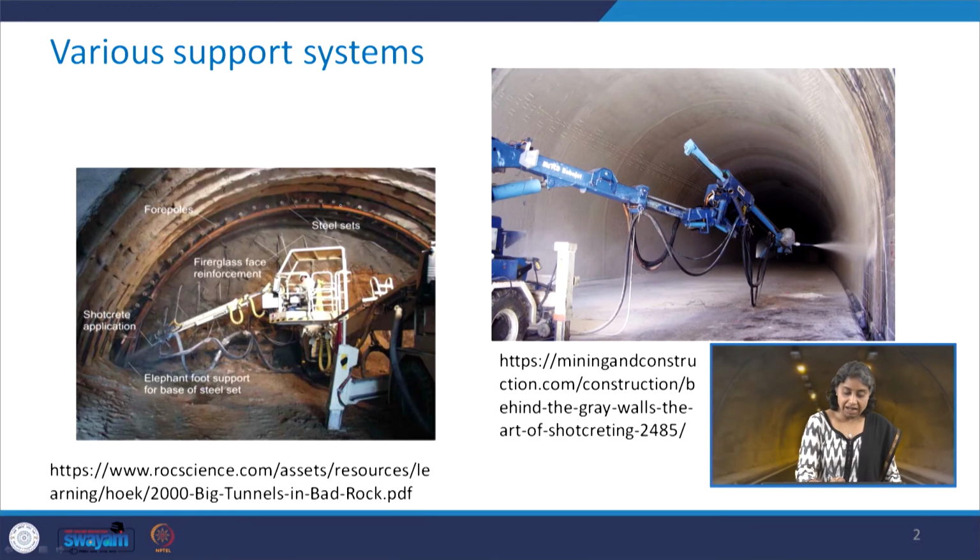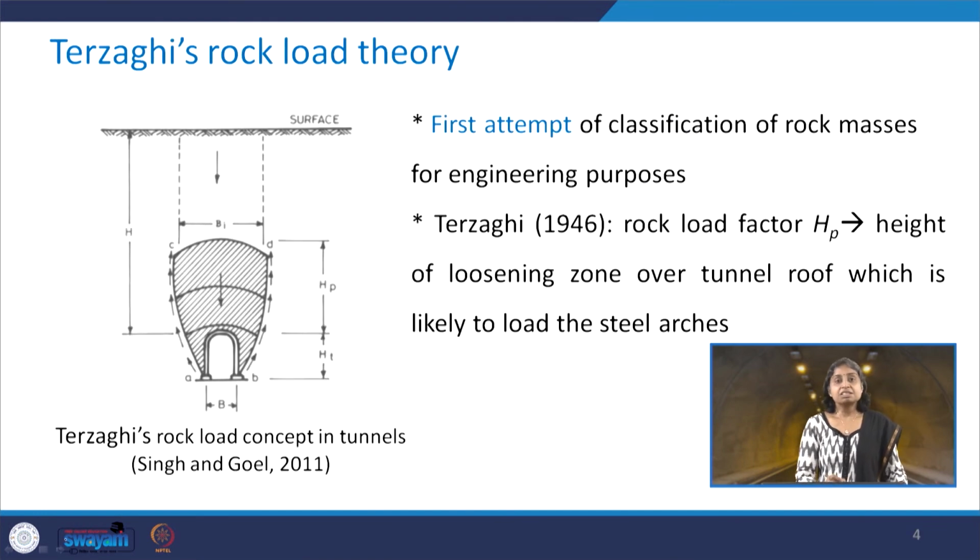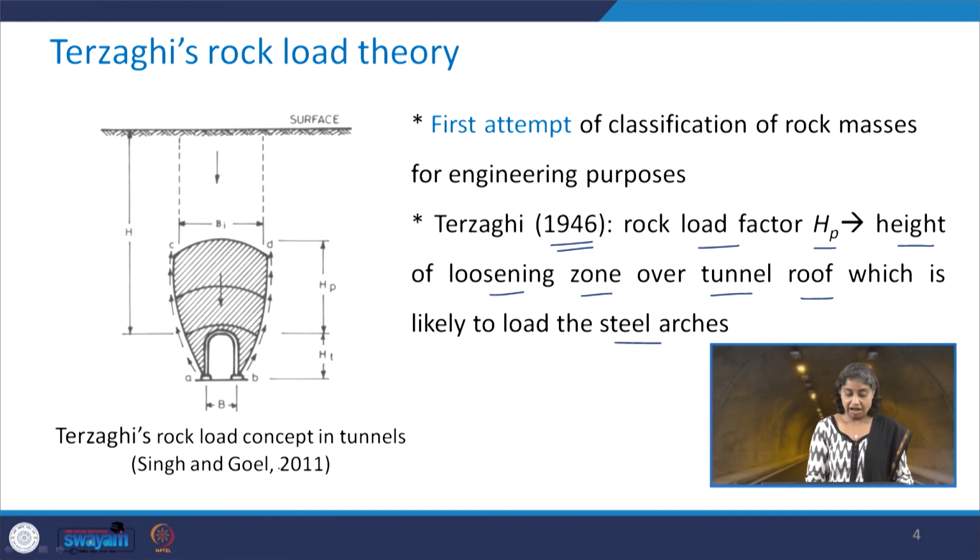Here is the steel set, this one is shotcreting, and this is rock bolting, which is in progress using a rig. Then this was Terzaghi's rock load theory, which was given by Terzaghi in 1946. There he defined the rock load factor HP as the height of the loosening zone over the tunnel roof which is likely to load the steel arches, as shown in this figure.